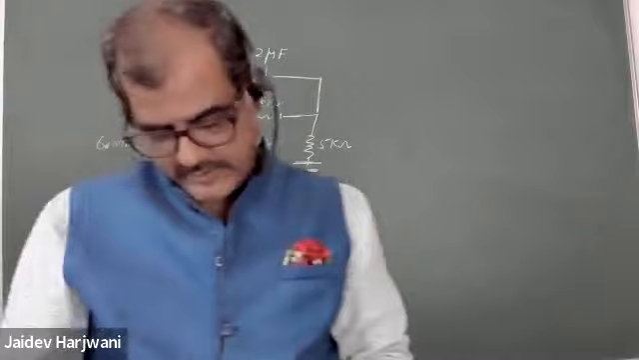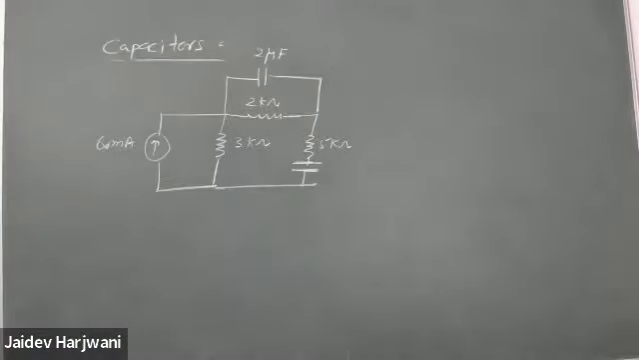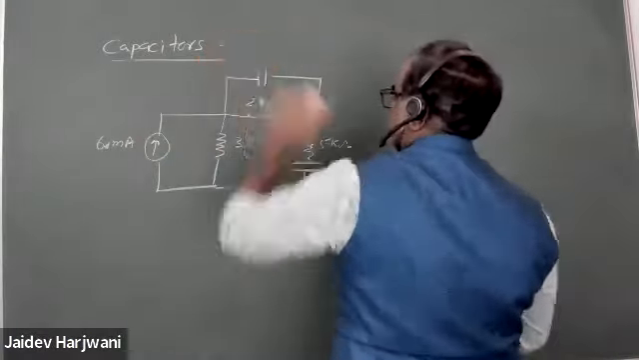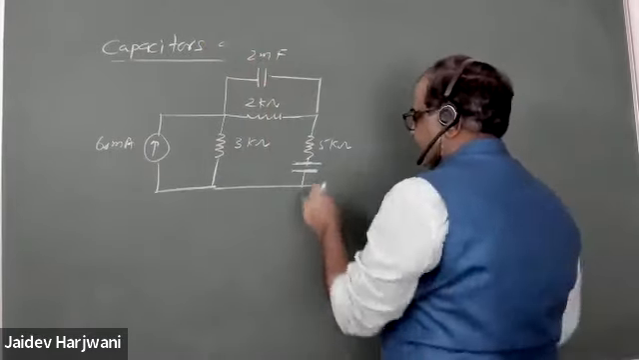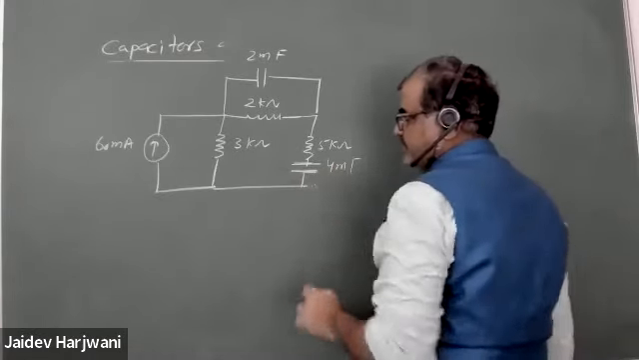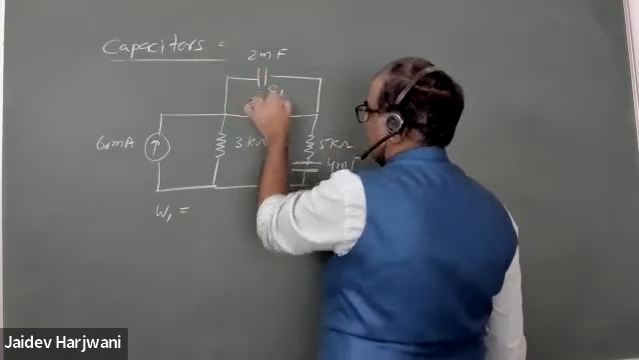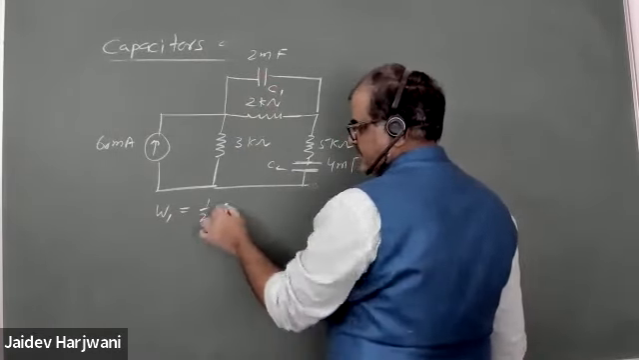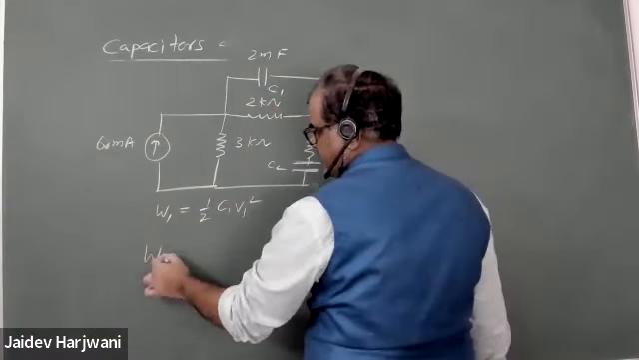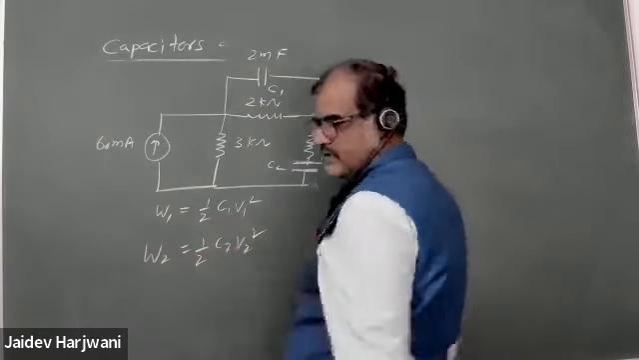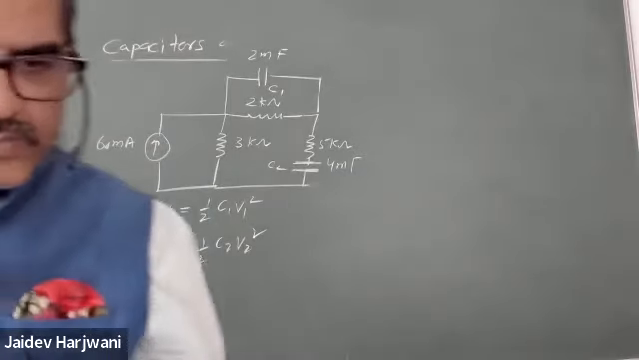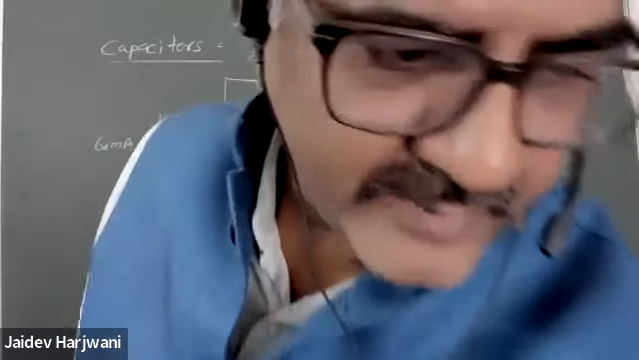Let me check the values. What is the capacitance value? So 2 millifarad and 4 millifarad. This is 2 millifarad, and this is 4 millifarad. It says find the energy stored in capacitor 1 and 2. Say this is C1, this is C2. You need to find the energy stored in the capacitor, that is half C1 V1 square and half C2 V2 square. Calculate how it will come. Tell me.